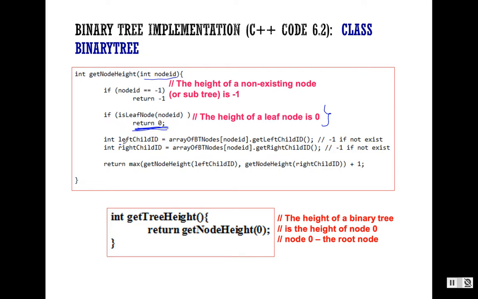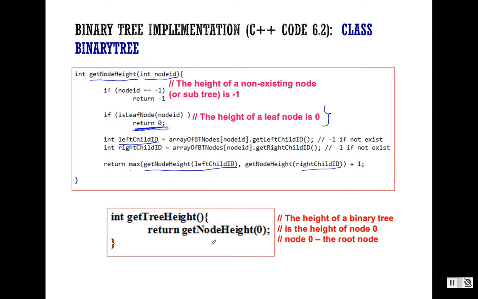Okay, so now we are going to find the left child of the node. Okay, and we are going to find the right child of the node. Then we are going to call the maximum of getNodeHeight, so we call the function recursively with getNodeHeight of the left child ID and getNodeHeight of the right child ID, and we take their maximum value plus 1.